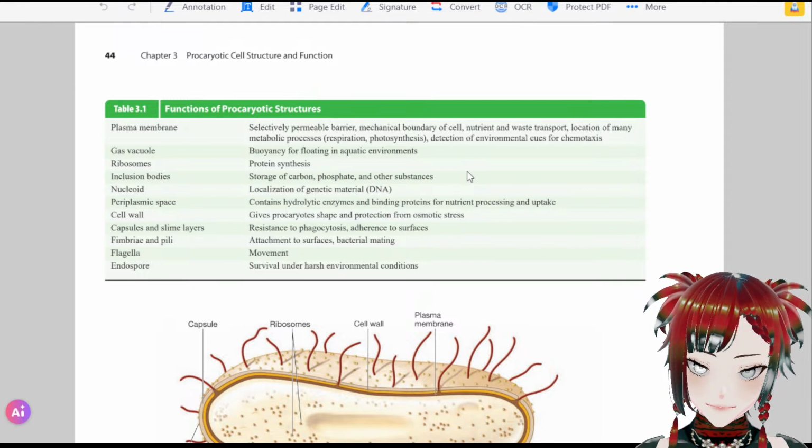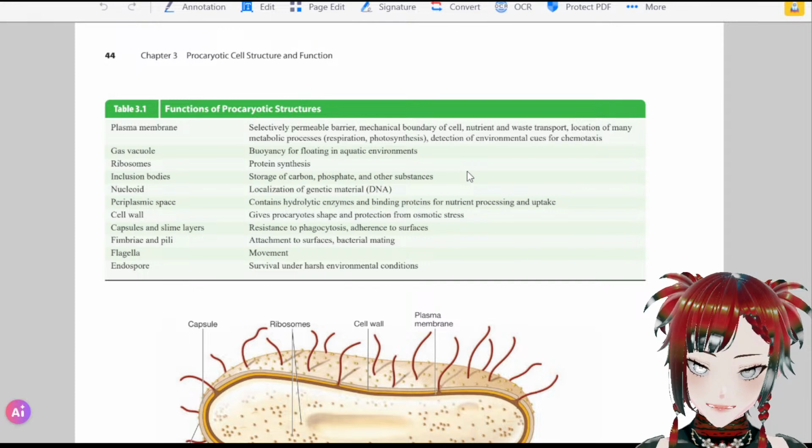Nucleoid, it doesn't have to be in center. Or maybe it is in the center. Well, we will know afterwards. Periplasmic space. Periplasmic space contains hydrolytic enzymes and binding proteins for nutrient processing and uptake. The periplasmic space is this material inside the cytoplasm where everything is present. That is the periplasmic space.